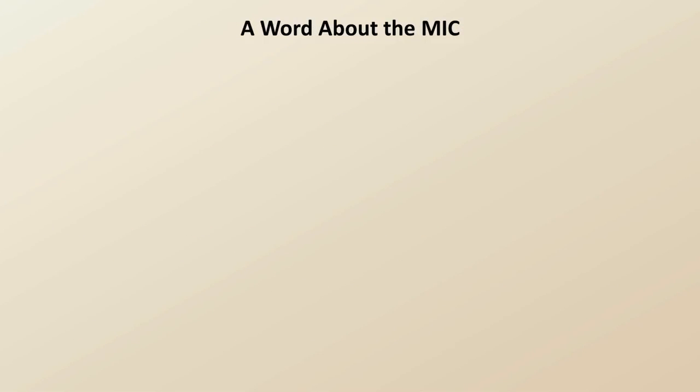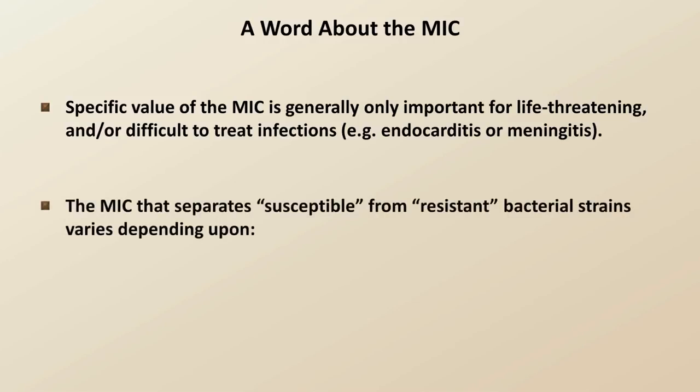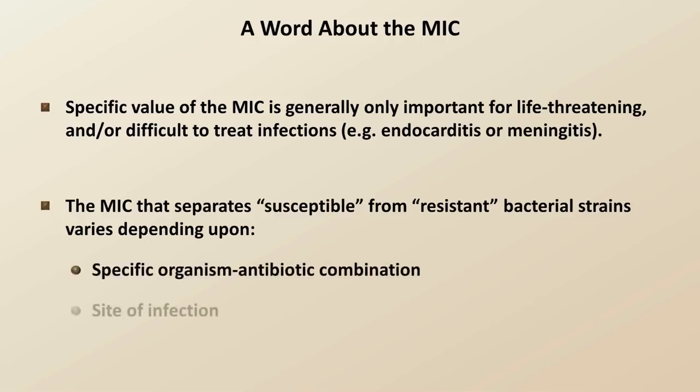The MIC can be a confusing topic when discussing antibiotics. The specific value of the MIC is generally only important for life-threatening and or difficult to treat infections, such as endocarditis or meningitis. While as a general rule, the lower the MIC is, the more susceptible the bacteria is to a particular antibiotic, there is no one cutoff that is universally applicable. The MIC that separates susceptible from resistant bacterial strains varies depending upon the specific organism-antibiotic combination, the site of infection, and the type of media used during testing. As a consequence, accurate interpretation and utilization of the MIC while treating a severe infection usually requires consultation with a reference guide, the microbiology lab, or an infectious disease specialist.